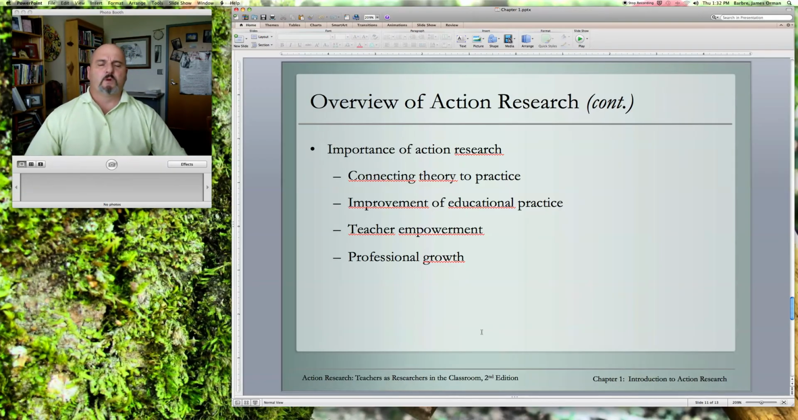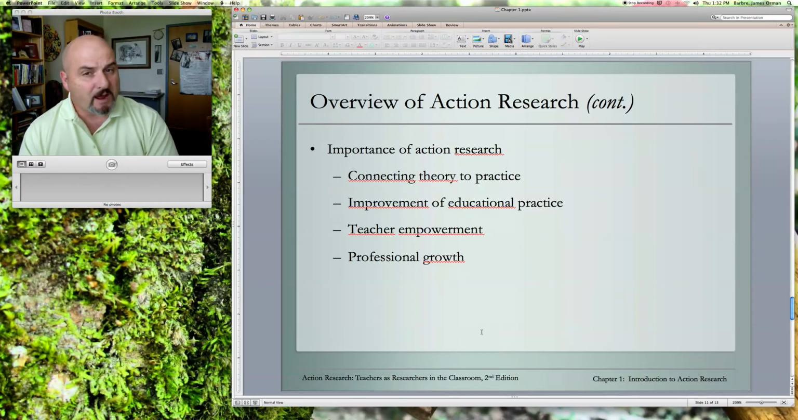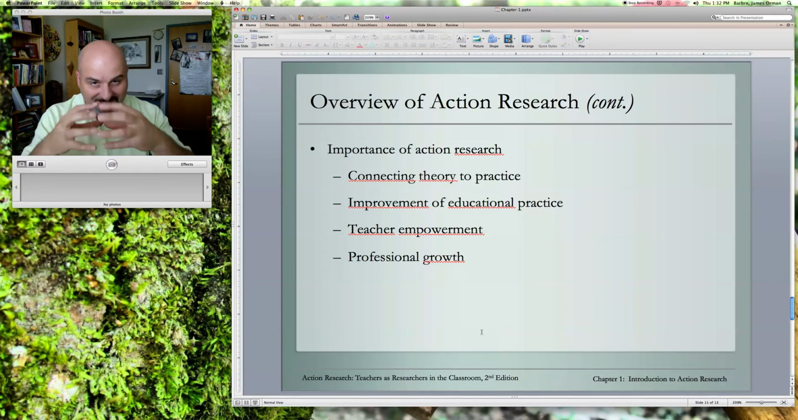Okay, so continuing with an overview, the importance of action research is that it does connect theory to practice. There's a word that every single teacher should know. It's called praxis. Praxis. This may be on a quiz, haven't decided yet. But that is where theory and practice merge within a specific setting, within a specific place for a specific group of students, or maybe even a specific teacher. The word to keep in the back of your mind.